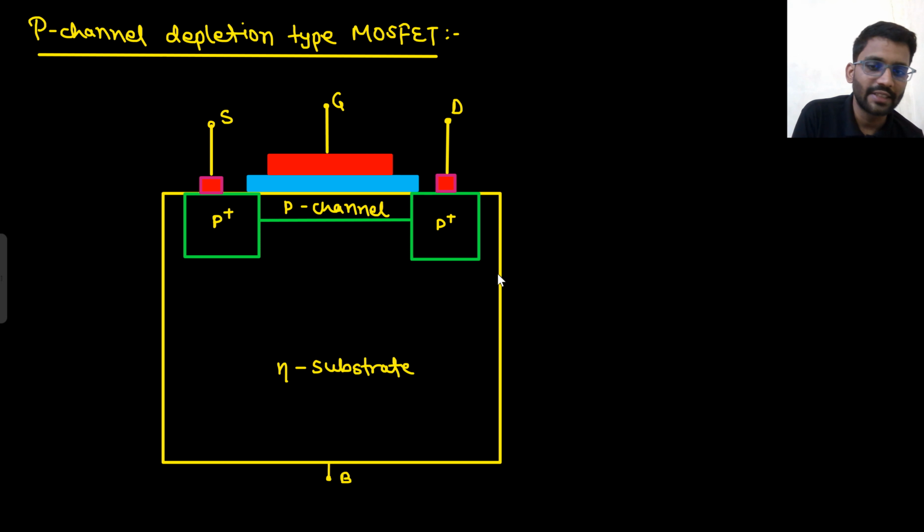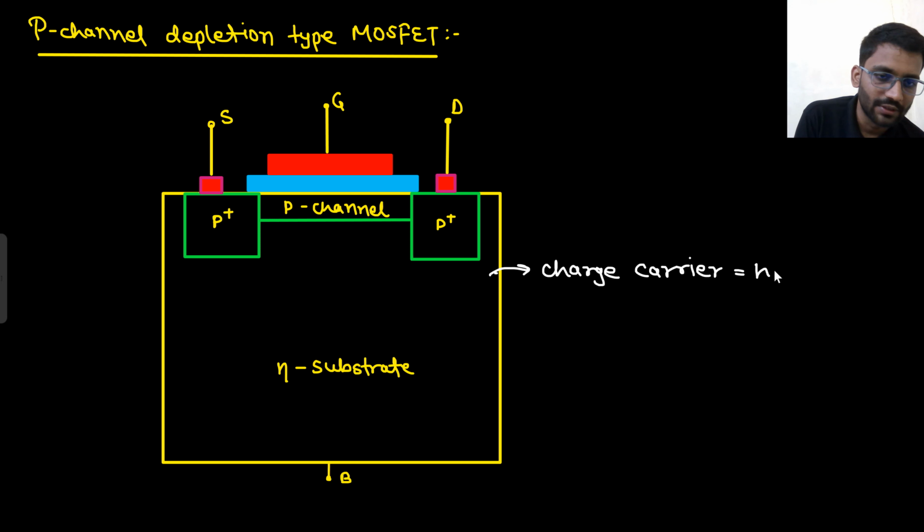Tell me one thing, what will be the charge carrier in P type? In P channel depletion type MOSFET, what will be the charge carriers? Holes, right? Holes will be coming out of here and it will travel like this. What should be the potential at drain? In the N channel, what was the potential at drain? Positive. The source will always be grounded, and source and body will always be shorted. So what should be the potential at drain?